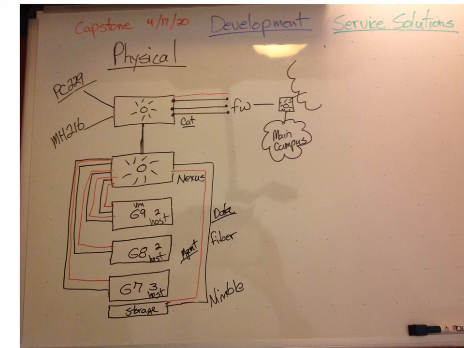Now, let me highlight this diagram a little bit. So we have two G9s, two G8s, three G7s, and the Nimble storage. Literally, this is more of a physical layout. So yeah, you can see it there.